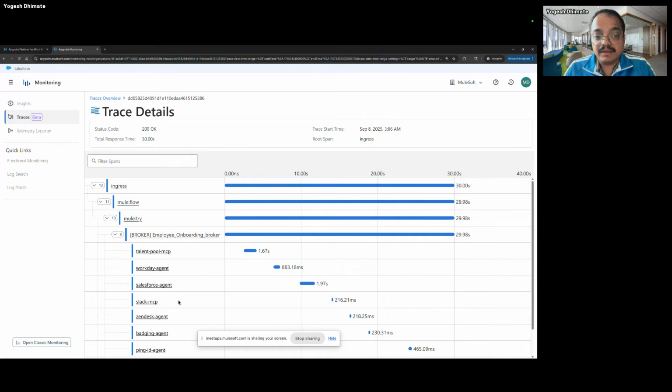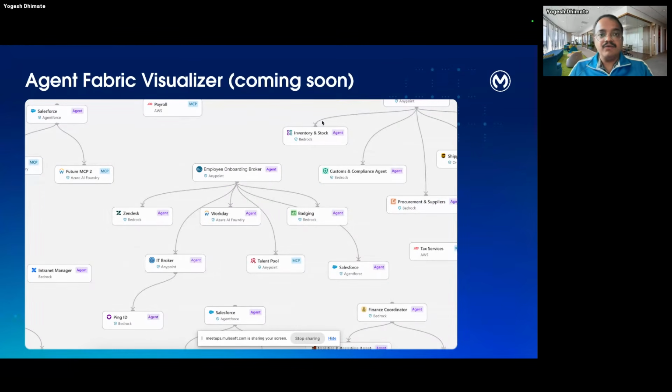Then it is giving that breadcrumb or feedback back to Slack, getting additional information from Slack as well by using the Slack MCP server, calling the Zendesk agent for laptop provisioning, and the badging agent to submit requests to get a badge created for the employee. And lastly, the identity profile creation with the Ping ID agent. So this is one view in monitoring, but what's more interesting is the visualizer.